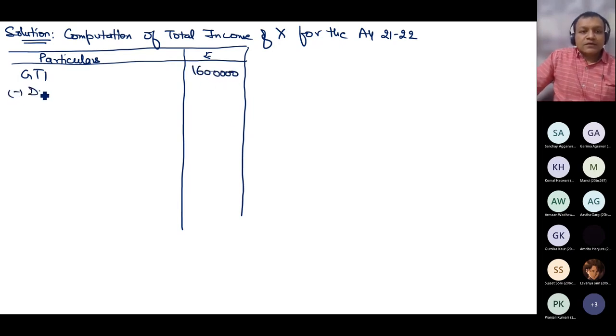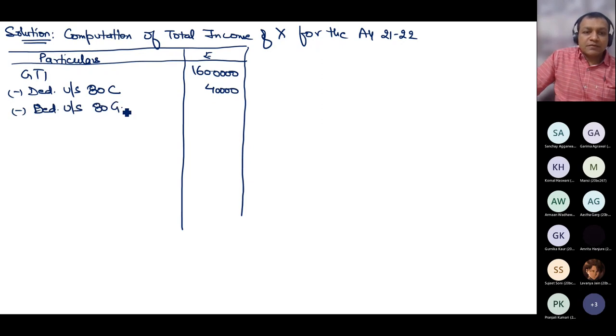Less deduction. Under which section? 80C is 40,000. 80G: now for this I need a working note. So I will prepare a note. If I get 80G, my answer is clear. Total income. That's it.